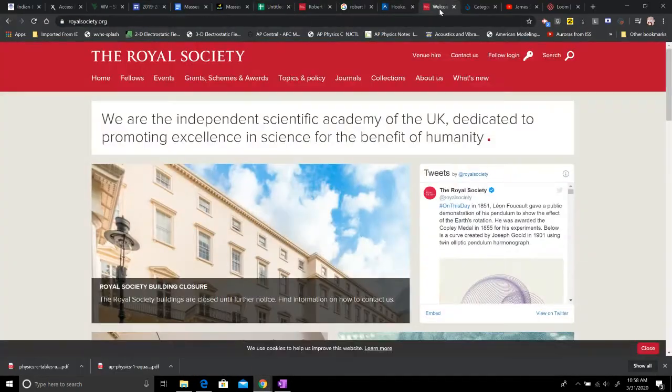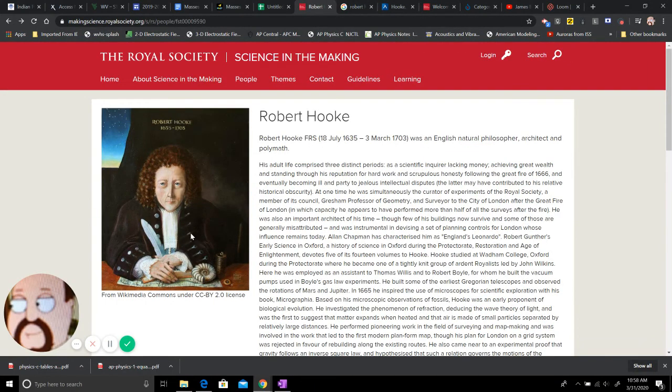Here's the Royal Society's website, for example, and Robert Hooke was actually the first president of the Royal Society. At first it was just an organization for scientists in London to get together and talk science and research. His job was every week to come up with three or four little scientific demonstrations and explorations for them to consider.